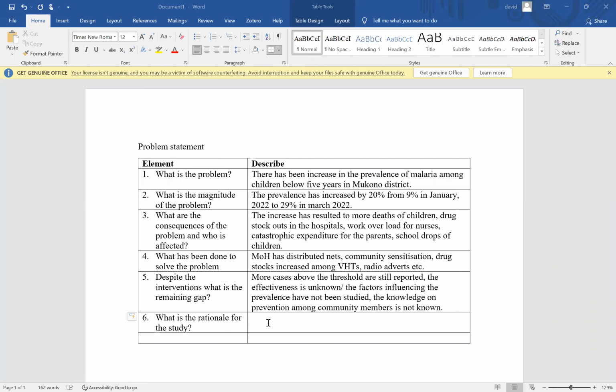What do we want to study? Maybe we can say that since the current prevalence, maybe we want to do this study in one area in Kono. We want to conduct this study in Kono, but not the entire Kono. Maybe in Kono municipality.